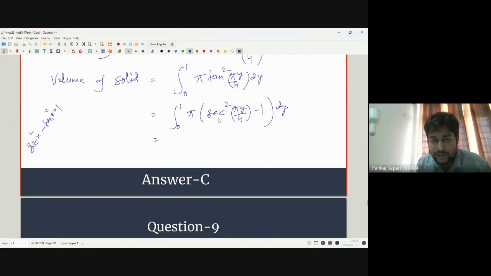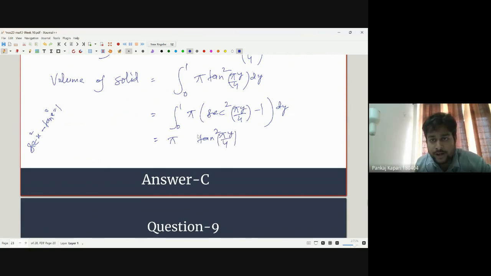So you can integrate sec square. So let's take pi outside. But you also know that if you have some constant in the variable, then that constant must be divided. The integral of sec square is just tan. It will be tan square pi y by 4, right?